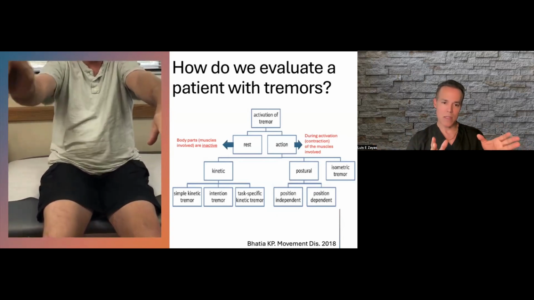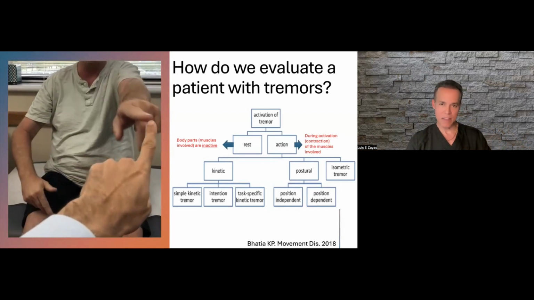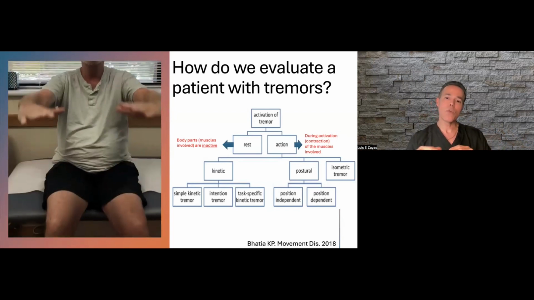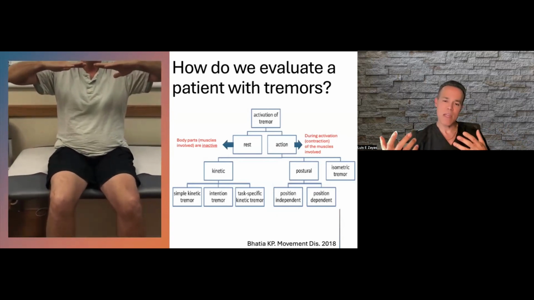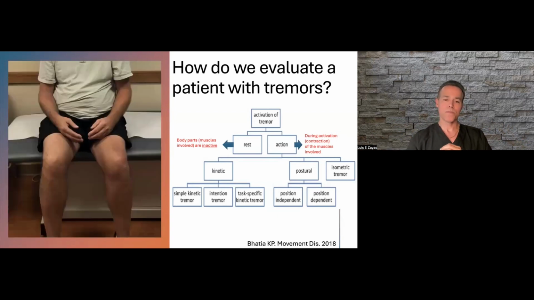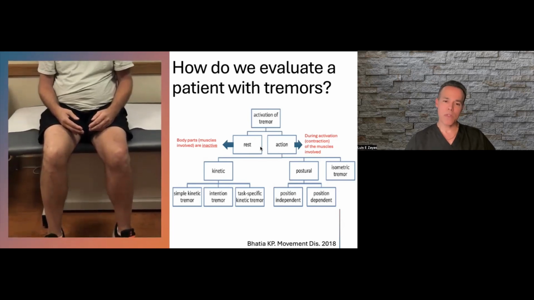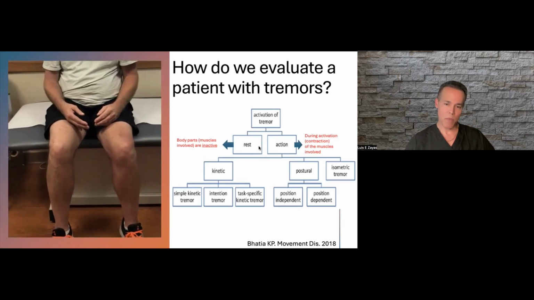When it's resting, the body part, the muscles involved are inactive. When it's an action tremor, it is used during contraction, and the muscles involved are activating. Okay, so resting tremor is very straightforward. I will show you how to evaluate a patient with resting tremor.